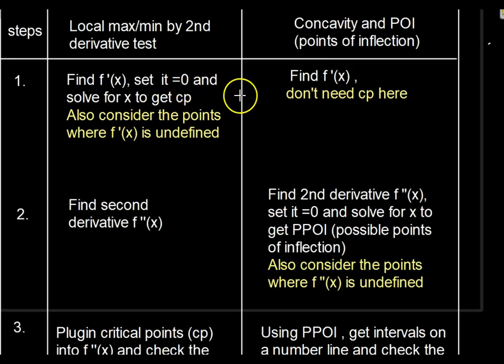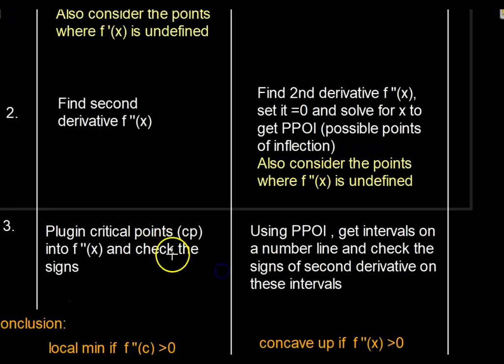Now let us see the difference between these two procedures. For local maxima minima, we find the first derivative and then find the critical points. But for concavity, we only need the first derivative. We don't need the critical points here. For the second step, we find the second derivative for both of them. But for concavity, we set the second derivative equal to 0 and solve for x to get the possible points of inflection, to get all PPOI. For the third step, we check the critical points by plugging them into the second derivative to get the local maxima minima.